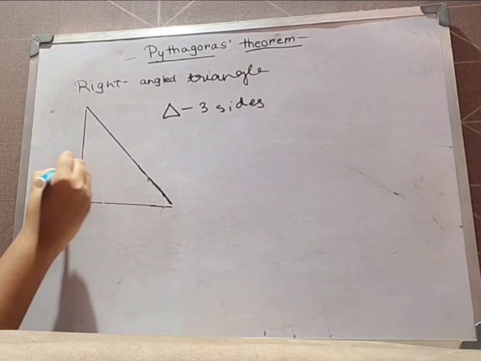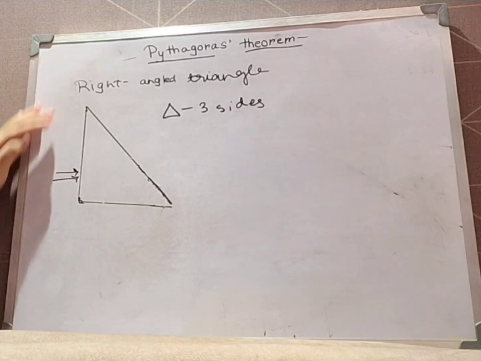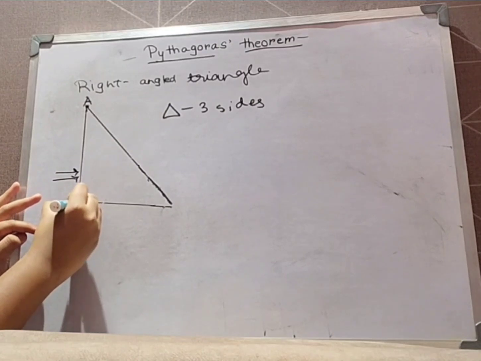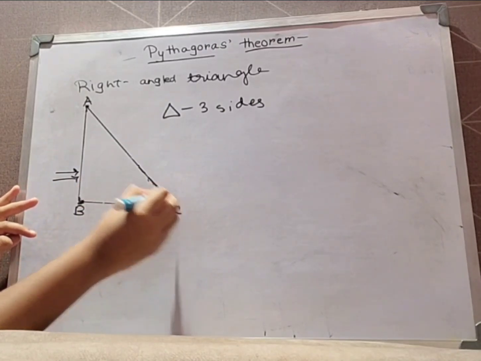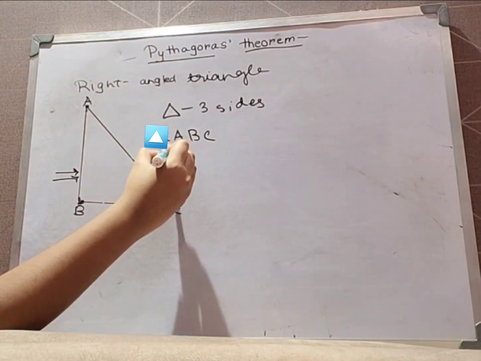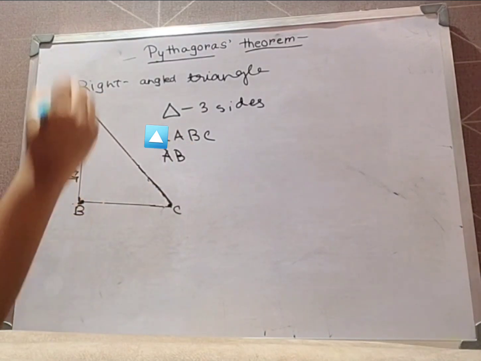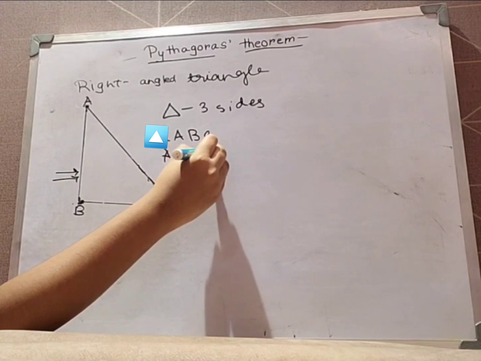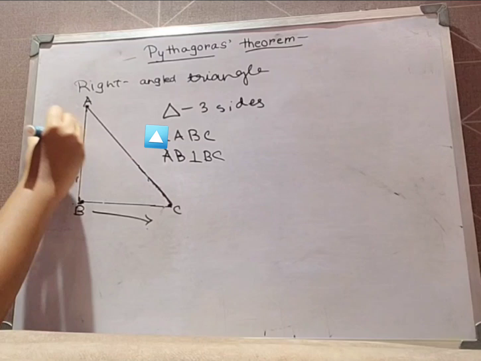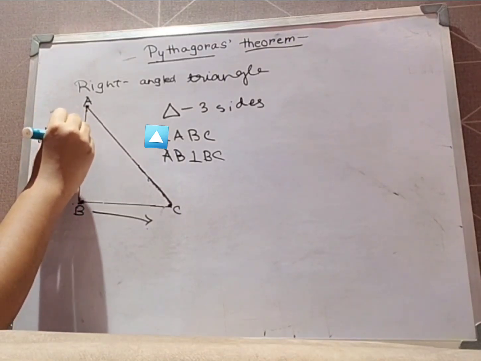Now let's name this part of the triangle A, this part B, and this part C. Okay, these vertices are A, B, C. So in triangle ABC, which is a right angle triangle, we can see that this line segment AB is perpendicular on BC. So the line which is perpendicular on a horizontal line is known as perpendicular. So this is our perpendicular.